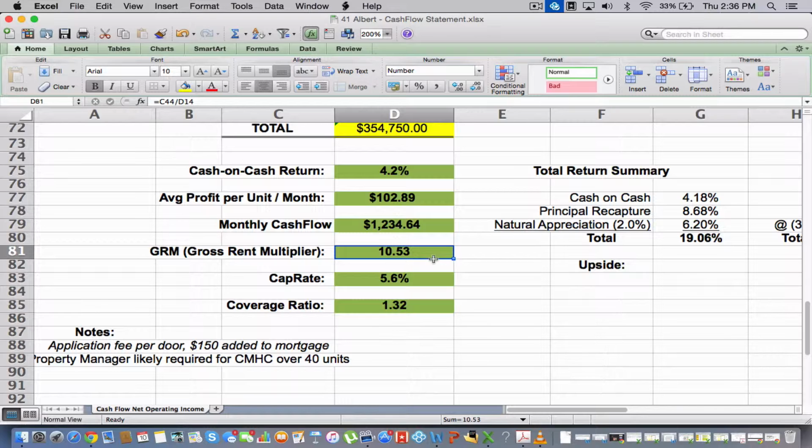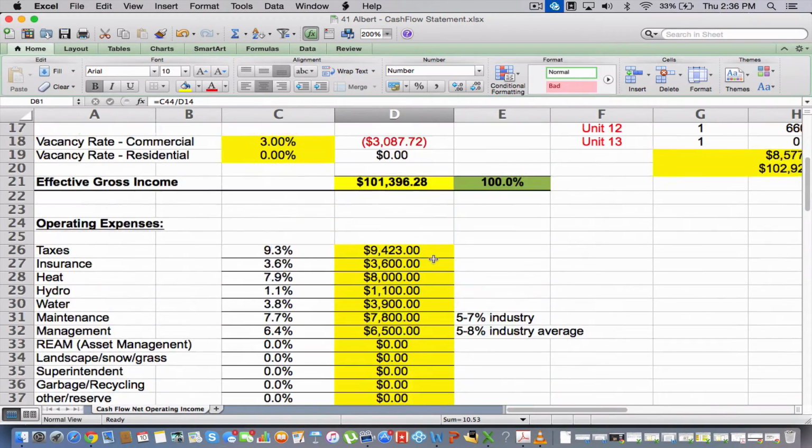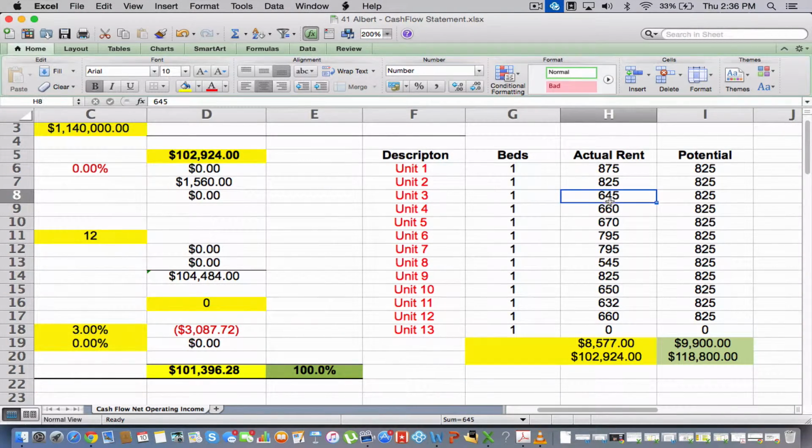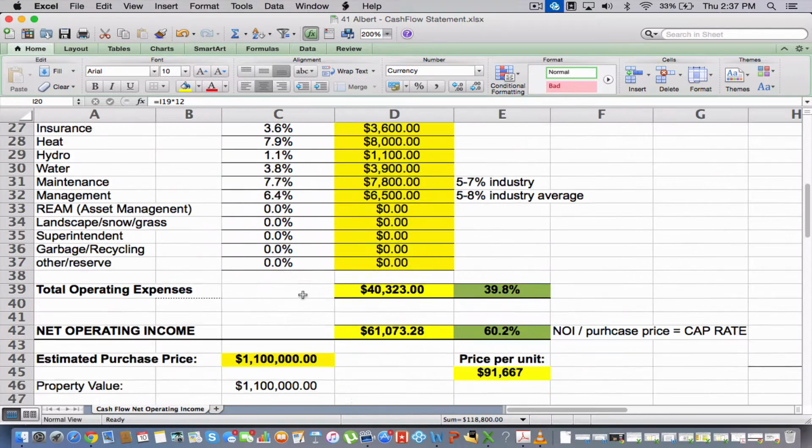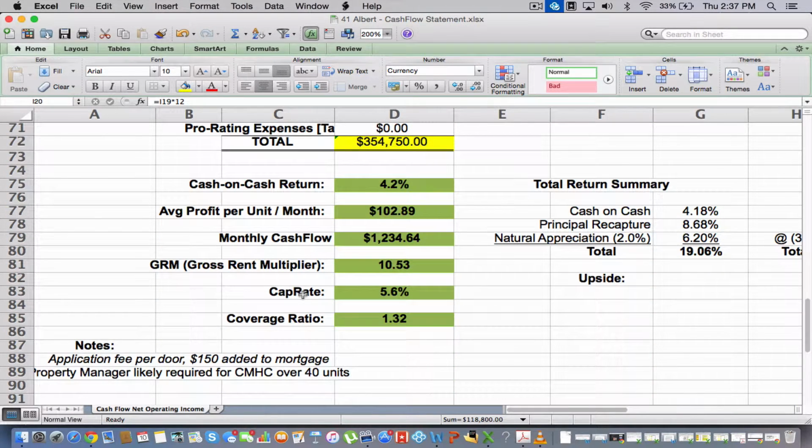Okay, if it's over 10, then the property might be either a little bit expensive, or we might not be producing enough rental income. If we've got all these units that are not producing anywhere close to market rent, and we bumped all those up to 825, we would be producing a lot more rental income, and that gross rent multiplier would come down and make more sense. So again, it doesn't mean the property is bad, it doesn't mean the property is good, it's just an indicator to tell you where everything's at.